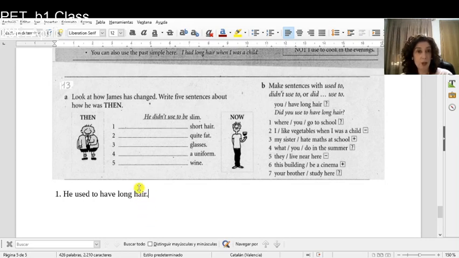Este es el caso que para mí no es una rutina. Yo pondría he had long hair y ya está, ¿vale? Iría en azul porque no es una rutina, pero bueno, aquí lo aceptan y no pasa nada. Está aceptado. 2. Quite fat. Bastante gordito. ¿Dónde está? Aquí. He used to be quite fat.